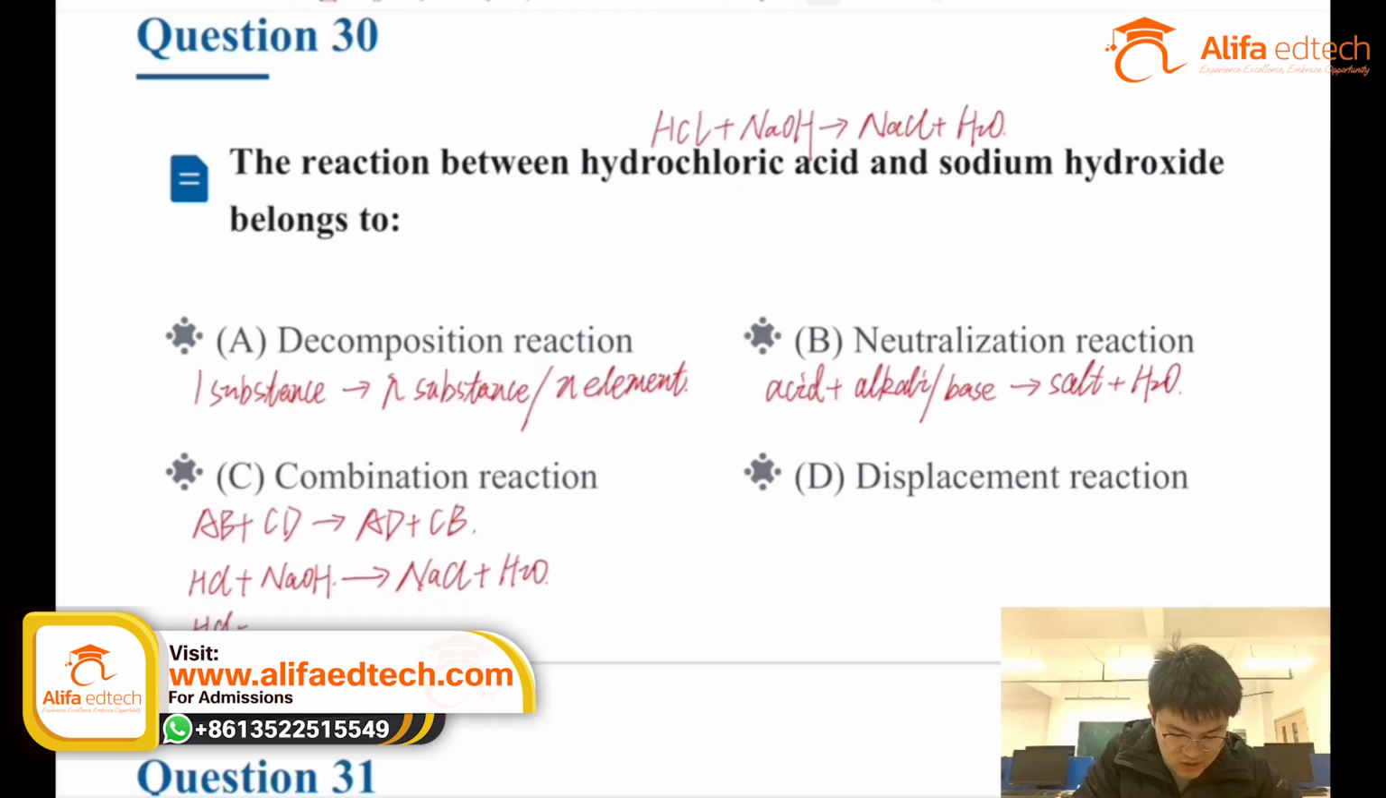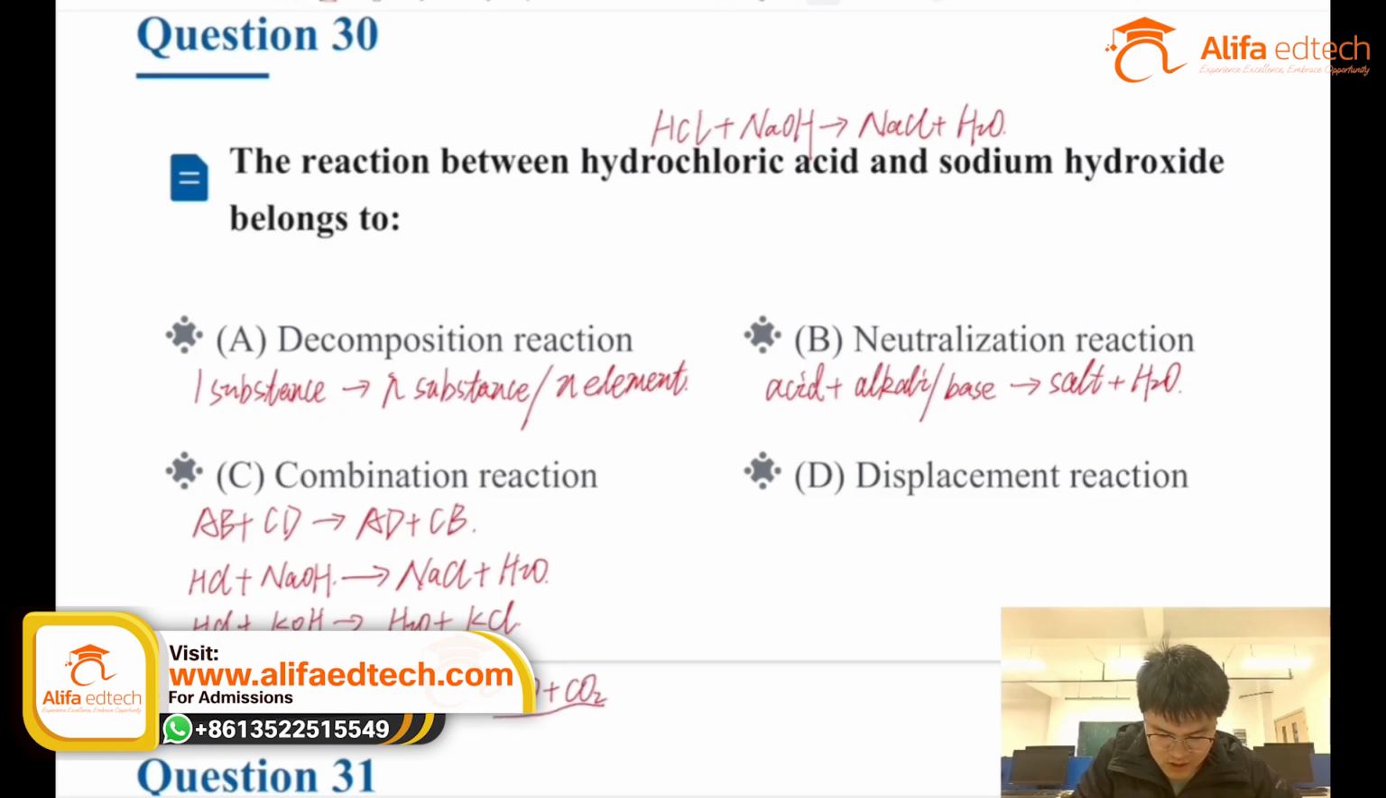Let's take another example. Hydrochloric acid and potassium hydroxide can also form water and potassium chloride. Change to sodium carbonate and hydrochloric acid. It can produce sodium chloride, water and carbon dioxide. Water and carbon dioxide are formed by the decomposition of carbonic acid. So this is called a metathesis reaction.